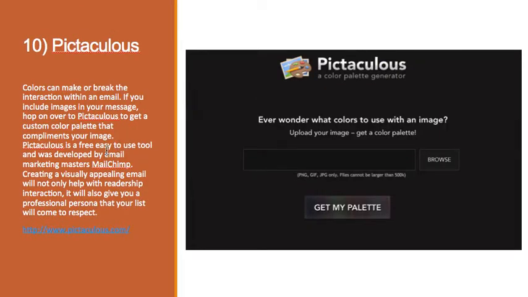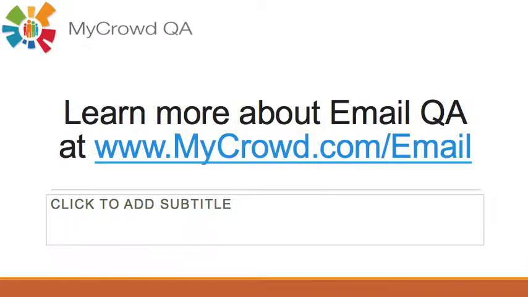Lastly, Pictaculous is a great way for you to find colors that work really well with either the image or your brand when you're sending out emails. All you do is simply upload a picture and they will give you a color palette to choose from, and you can actually make really designer-worthy emails and color schemes that complement your logo or whatever image you're including. So check that out.